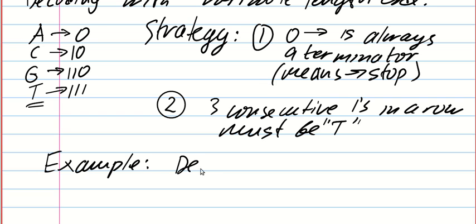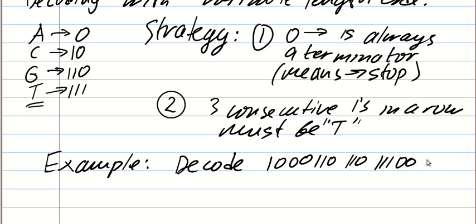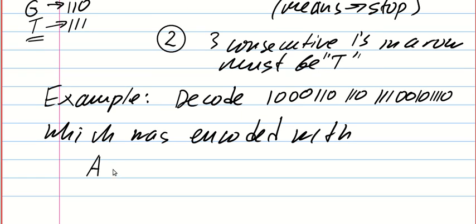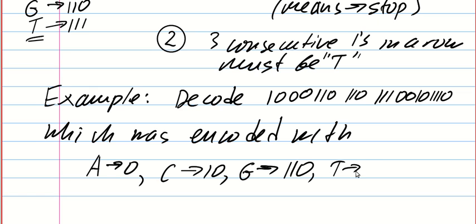So the example says decode 1 0 0 0 1 1 0 1 1 0 1 1 1 0 0 1 0 1 1 1 0, which was encoded with A, which is 0, C, which is 1 0, G, which is 1 1 0, and T, which is 1 1 1.